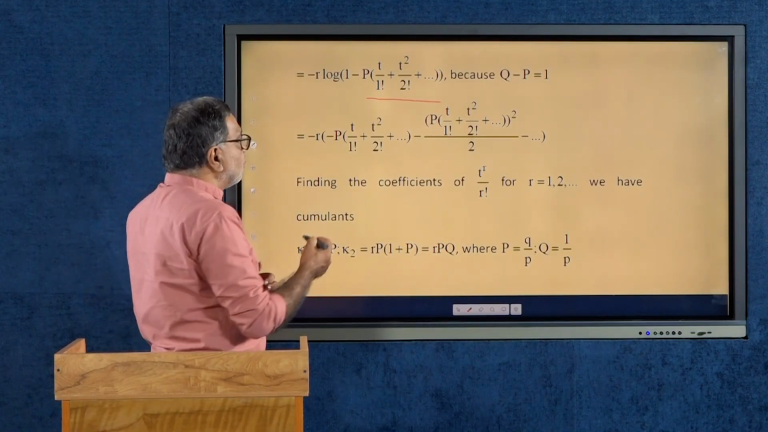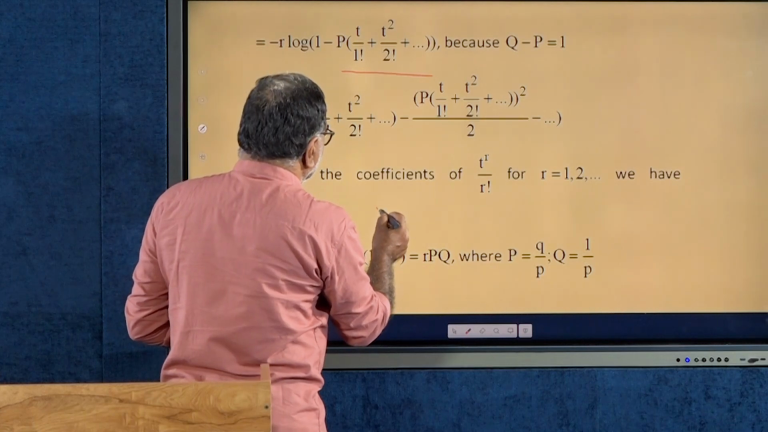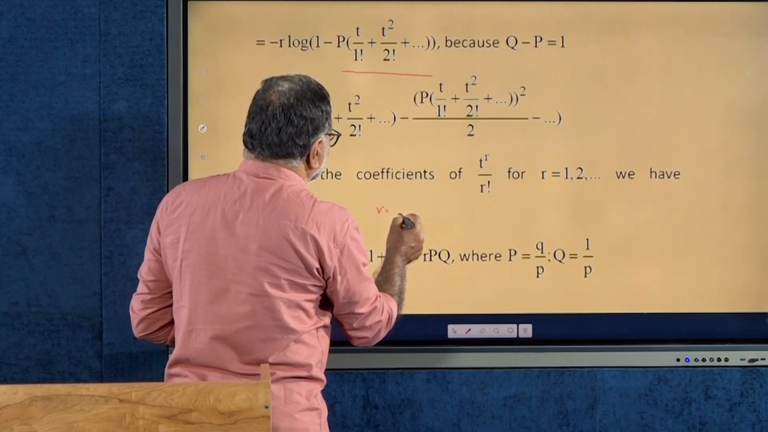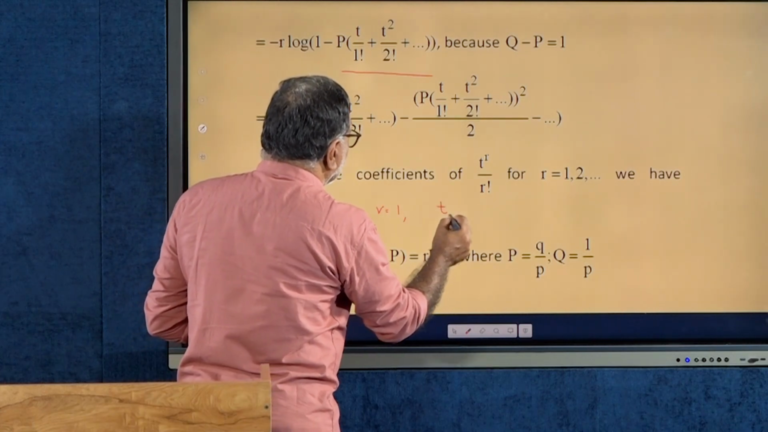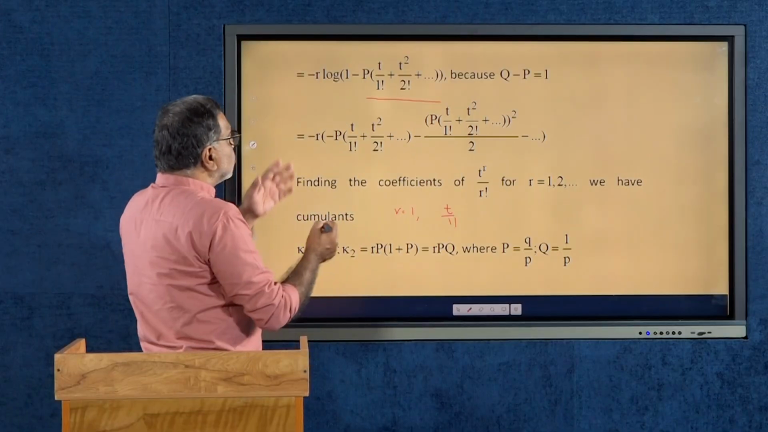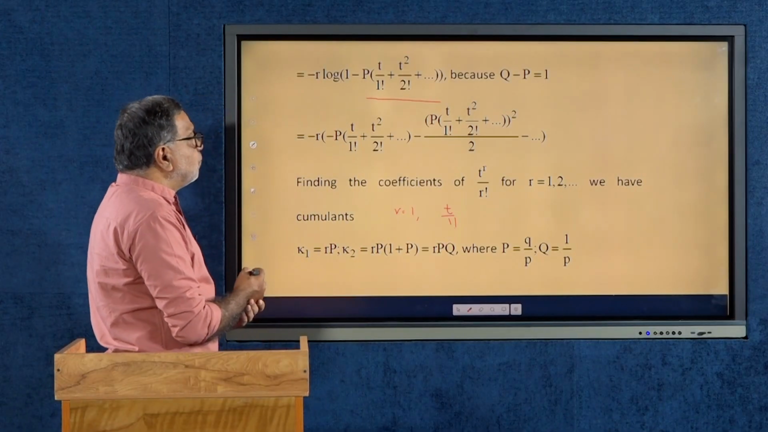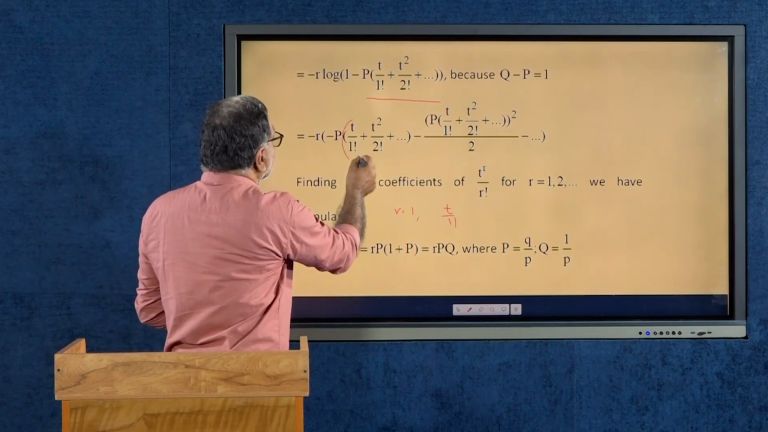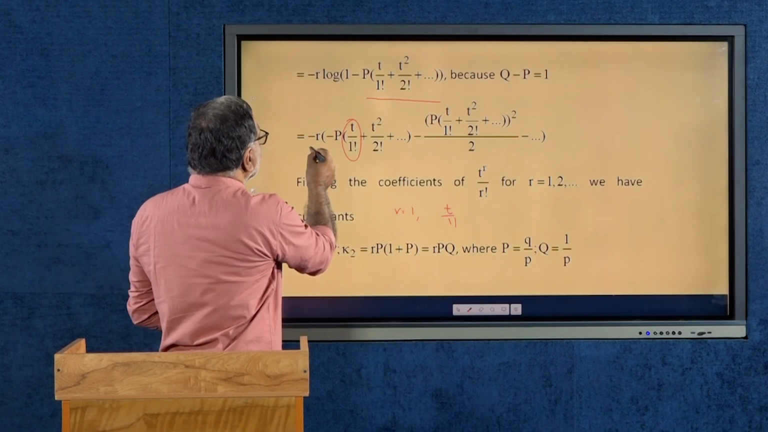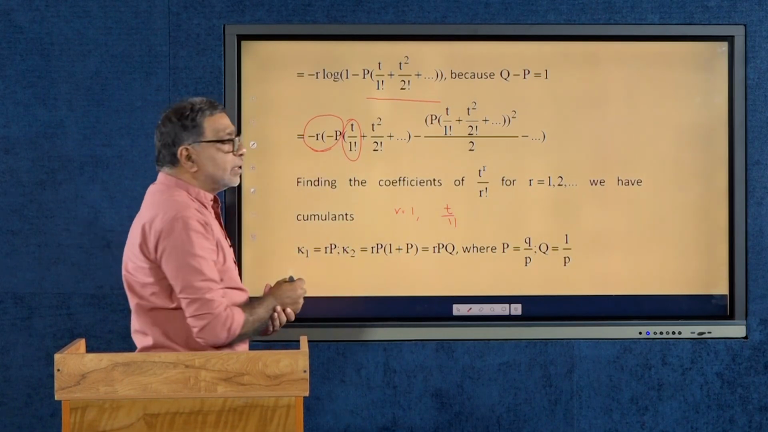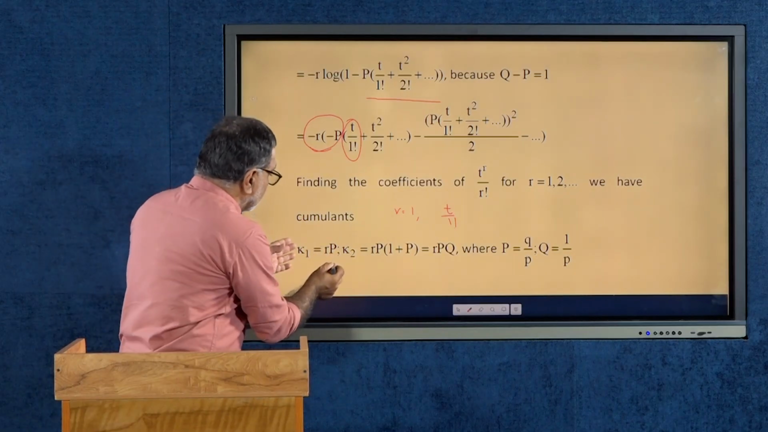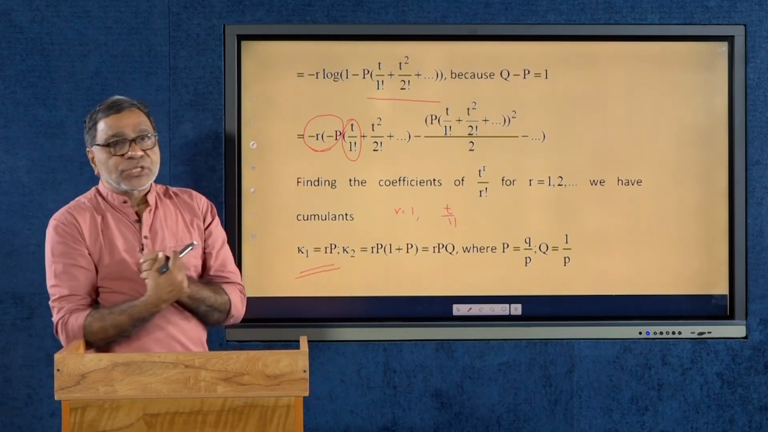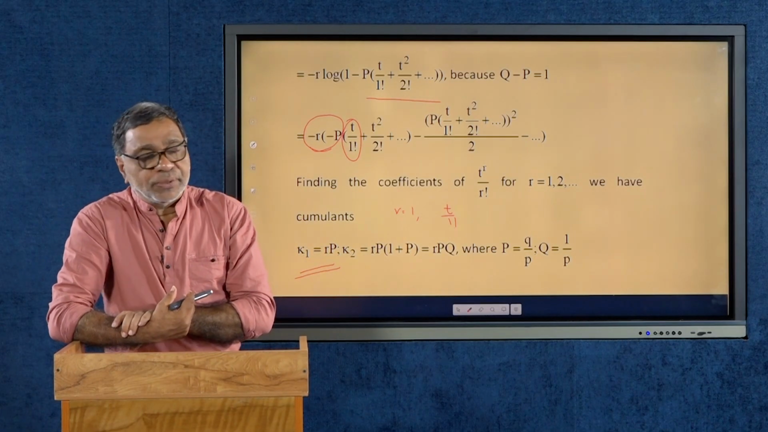When you are finding the coefficient of t power r, when r is equal to 1, that is t power 1 divided by 1 factorial, you just look at what is the coefficient of t divided by 1 factorial. This is the factor related with t divided by 1 factorial. So, the coefficient is minus rp. So, kappa 1, that is the first cumulant, is equal to rp.